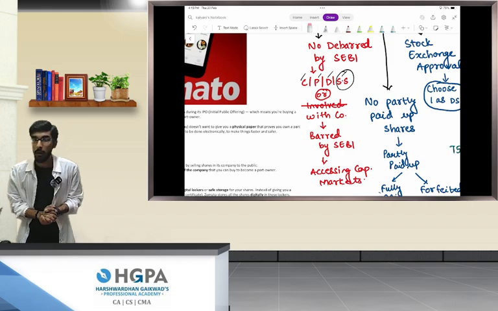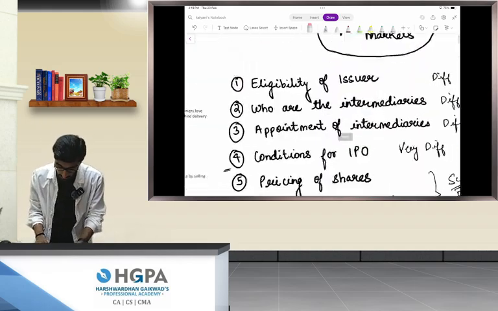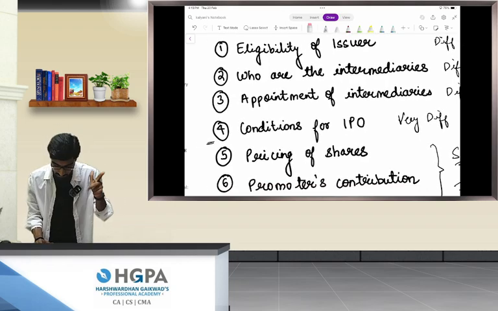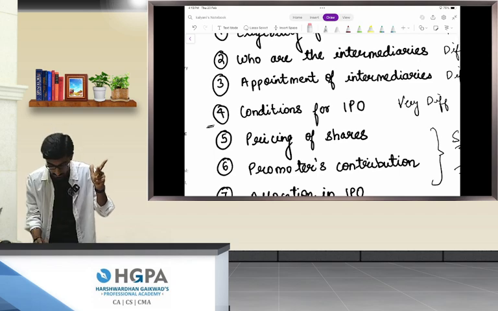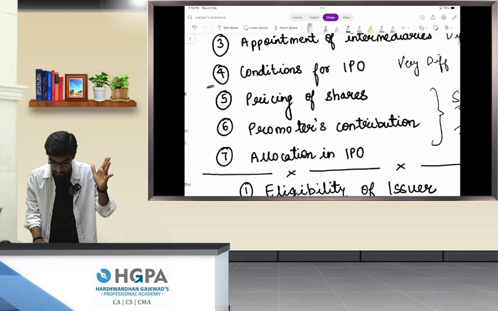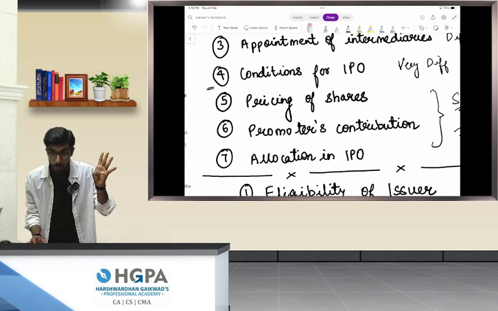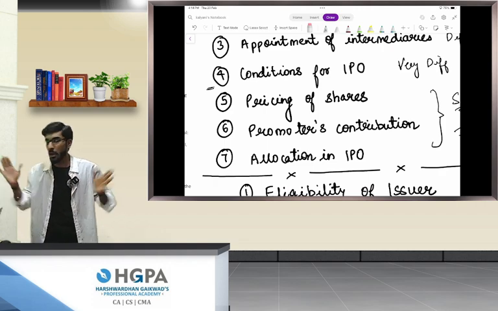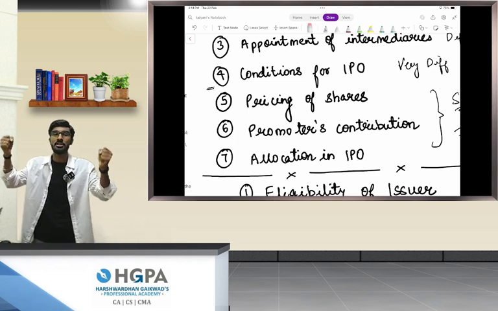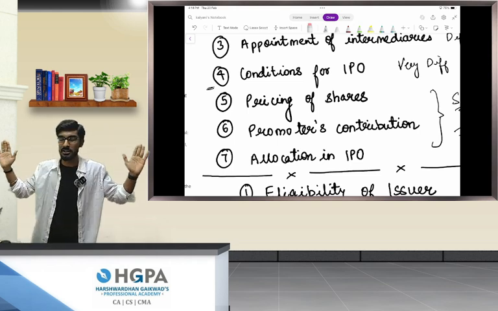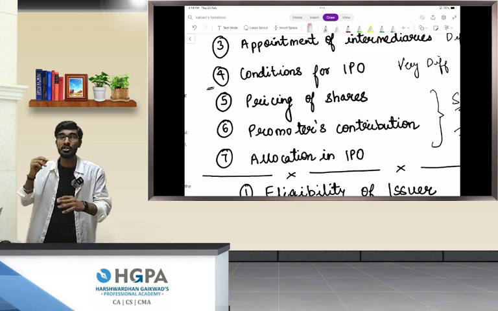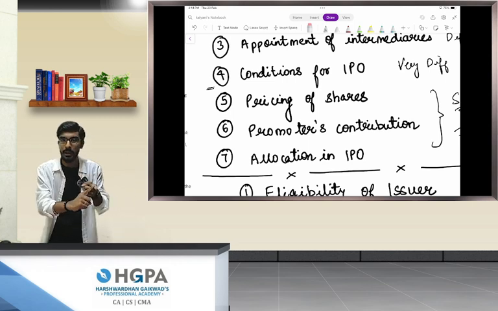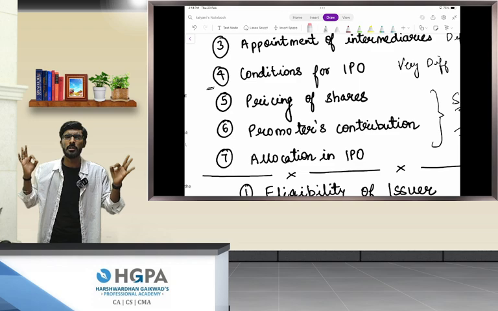All right, people. We are done with the eligibility of an issuer. We are done with the intermediaries part. We are done with the appointment of intermediaries part. We are done with the conditions for an IPO. We are done with the pricing of shares. We are done with the promoter's contribution. We are done with the allocation of shares in an IPO. We are done with the first chapter of SEBI regulations. Clear? This is how we are going to study every single chapter using mind maps, in a quick, time efficient manner, in the best possible manner.